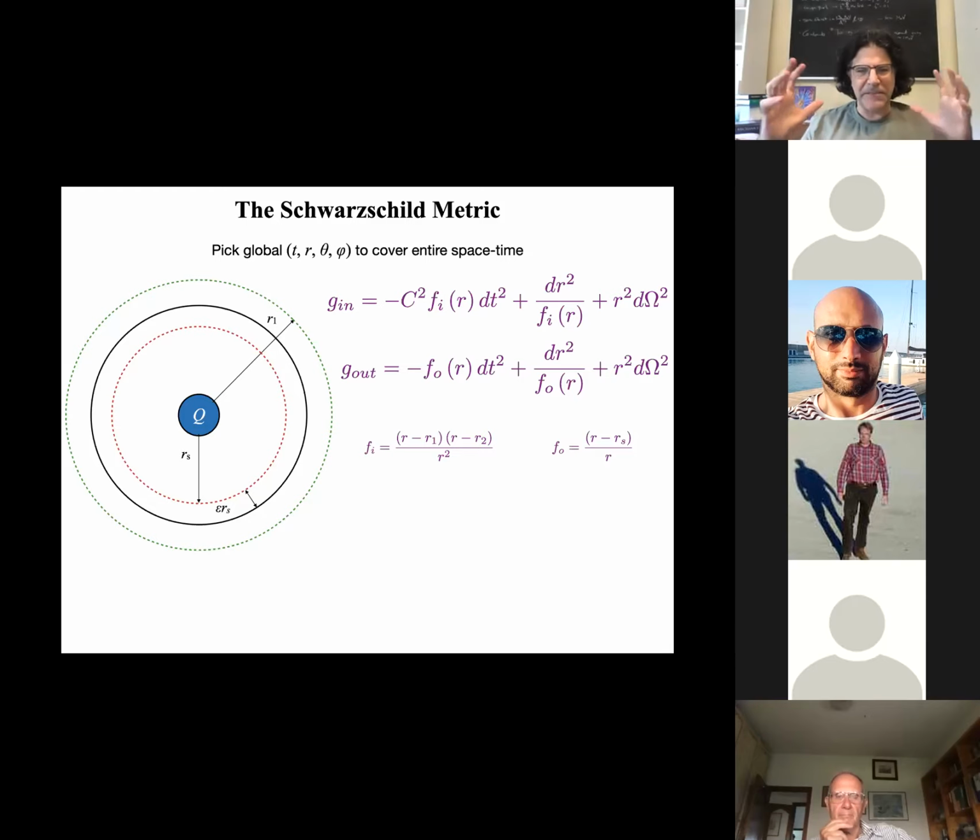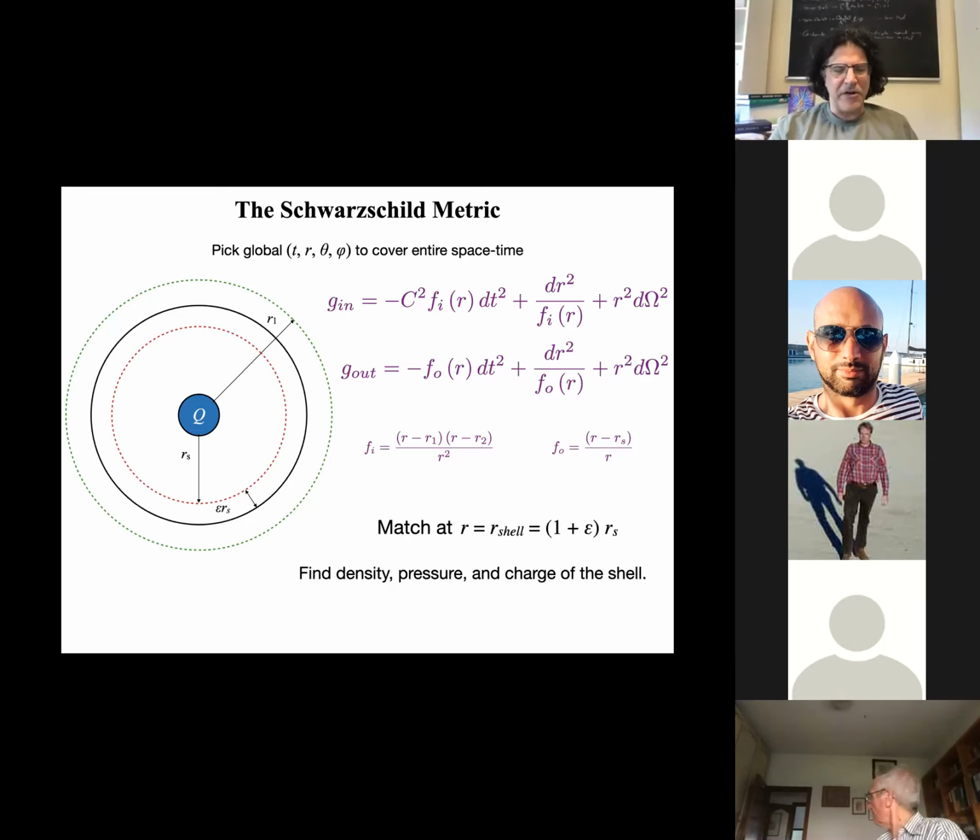This will now simply be a shell, a singularity in the center, no horizons, and we will ask, can we take that shell and approach within a Planck length of the horizon? We do that by matching, again, the two metrics on either side, inside and outside, and we can find the density and pressure and charge of the shell. And we'll parameterize the location of the shell as the Schwarzschild radius times 1 plus epsilon.